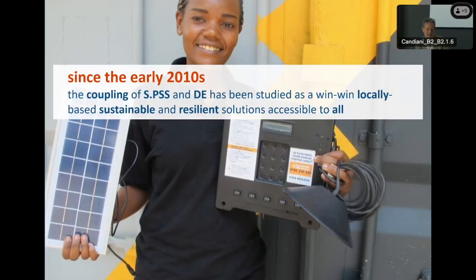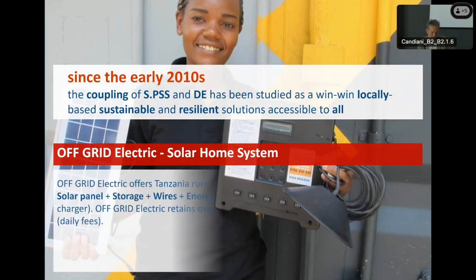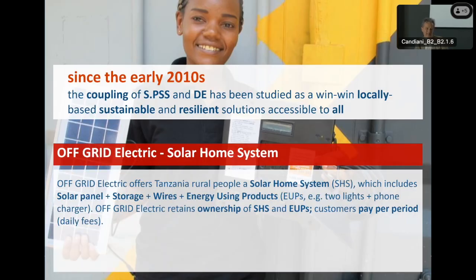Since the early 2010s then, and we will learn even this during the course, can I have your attention still a while? We are close to the end, okay? We started studying the combination of the two models, sustainable product service system and distributed economy. Here I take you an example. We are in Tanzania, Off-Grid Electric. They offer a solar home system.